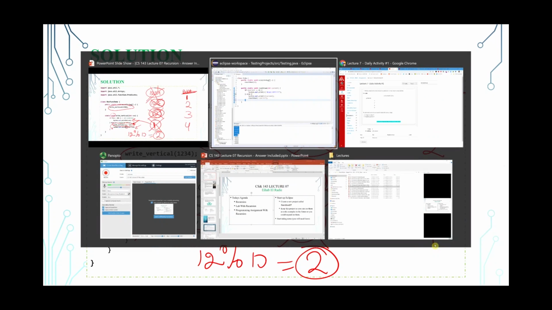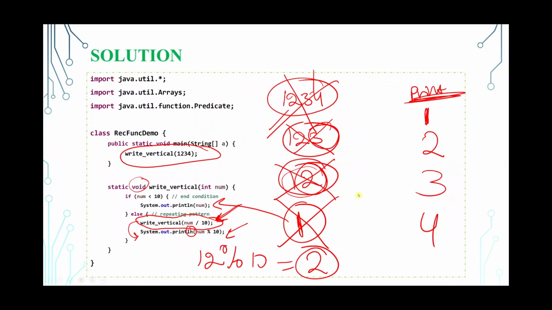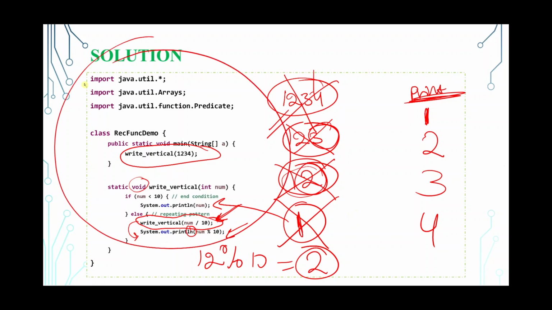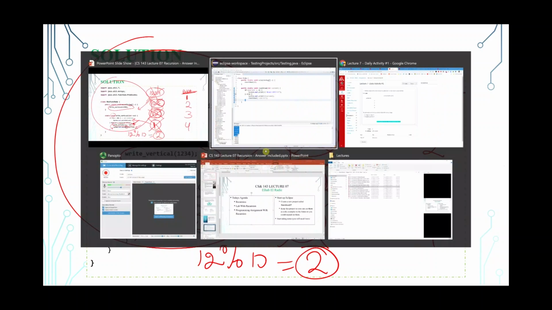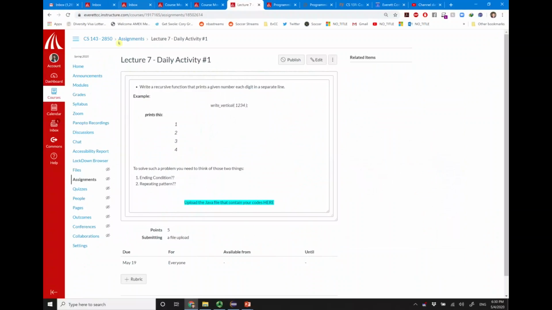Okay, so when you solve that exercise, I want you to upload the Java file that contains your code. Basically something similar to this. Hopefully you didn't struggle and you did solve it yourself. So upload the Java file that contains your code in this assignment. So upload it there.